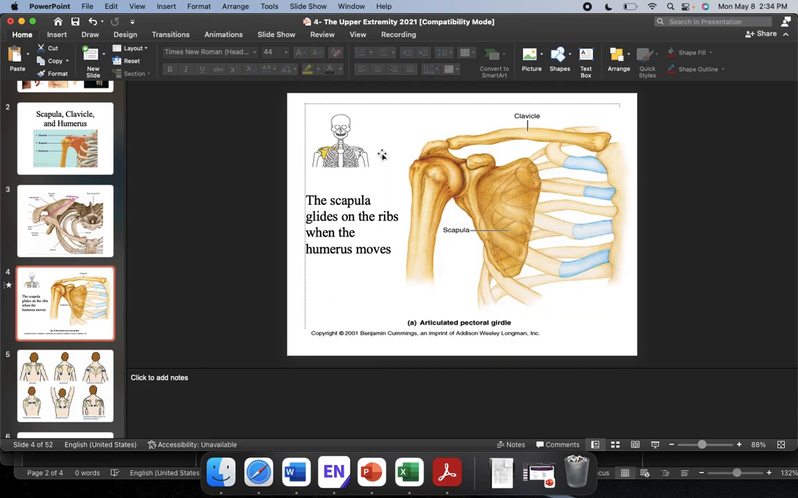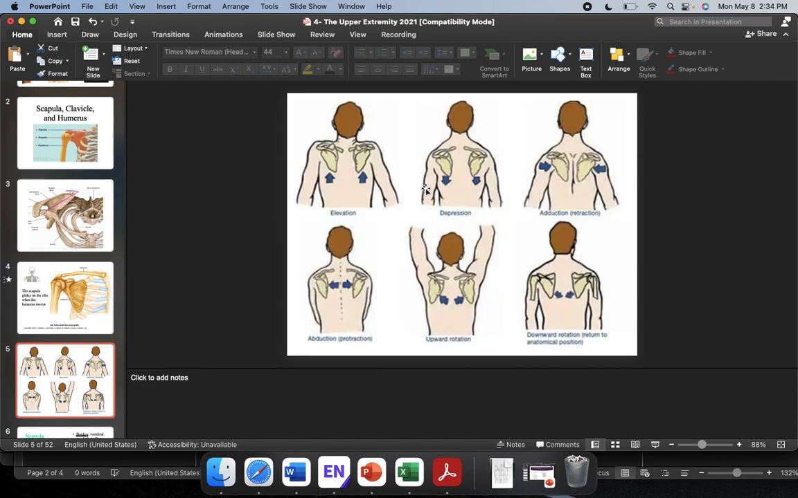Because of its faux joint structure and its location, the scapula is highly movable, and it glides on the ribs as the humerus moves. There are several movements of the scapula that can be seen here. The scapula can elevate, depress, adduct, and abduct, as well as upwardly rotate and downwardly rotate. So a wide array of movements possible at the scapula, the scapulothoracic joint.